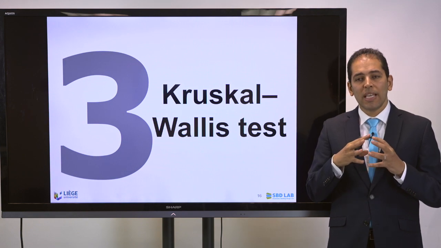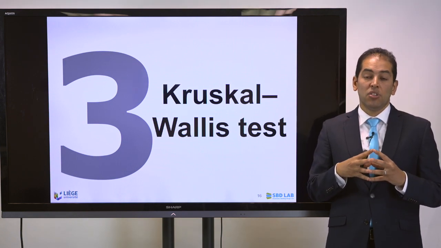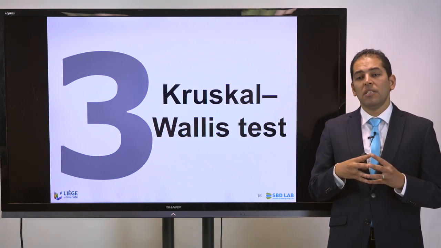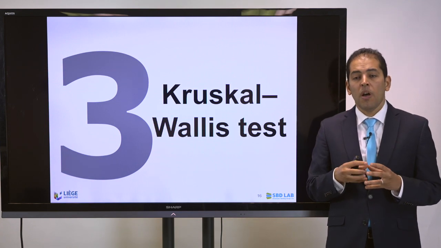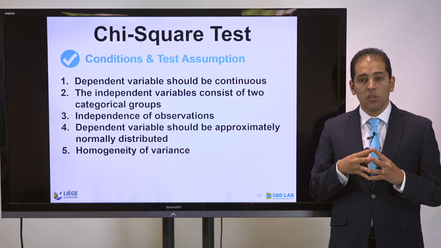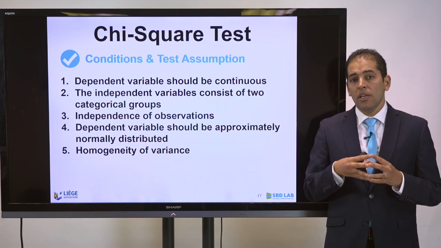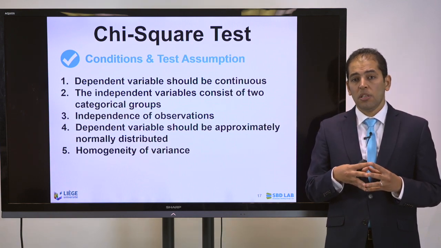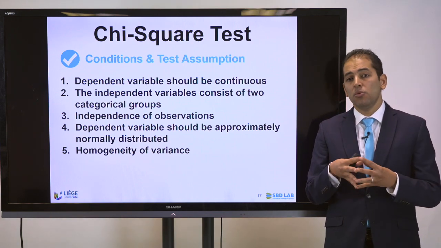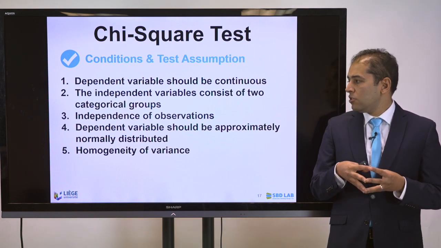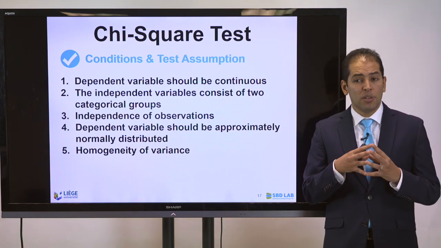Now, what is the second test that we conduct for unmatched data? The second test is the Kruskal-Wallis Test. Another famous test that relies on the following characteristics. The dependent variable should be continuous. The independent variable consists of two categorical groups. We need to make sure that there is an independence of observations.